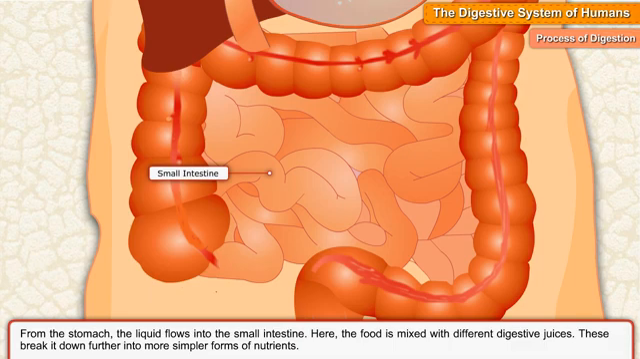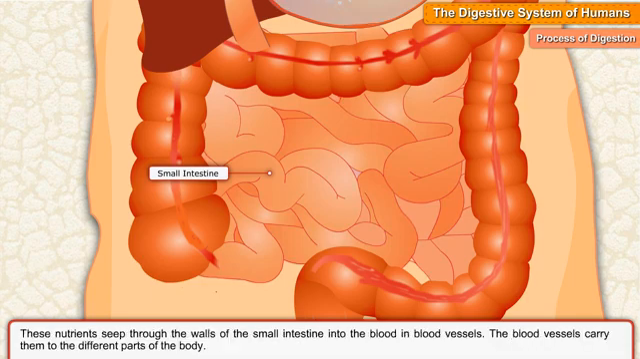Urethra. It is a duct which conveys urine out of the body from the urinary bladder. Urethra is smaller in females as compared to males.